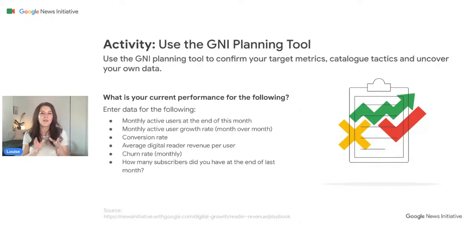So what is your current performance for the following? Enter data for the following results: monthly active users at the end of the month, monthly active user growth rates, conversion rates, average digital reader revenue per user, churn rate, and how many subscribers you had at the end of last month.